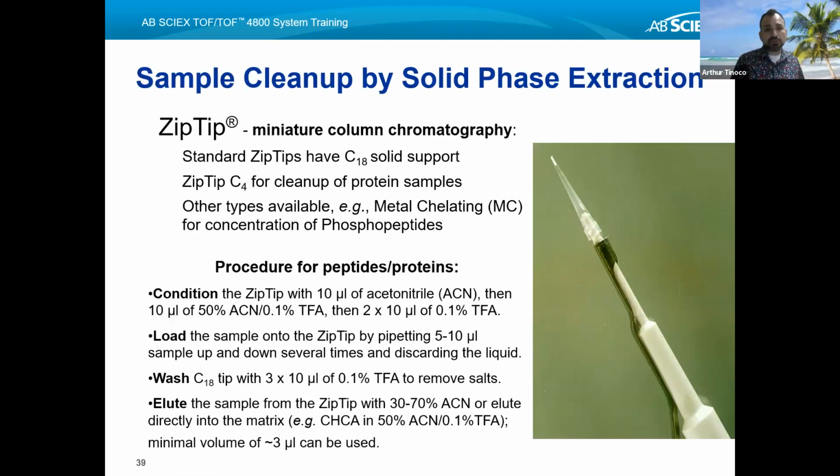And here I'm going to show you a picture of a ZipTip, which looks like an ordinary tip that you would use for pipetting samples from 0.5 to 10 microliters, but the column is right at the tip. Basically it binds hydrophobic things very well. Hydrophilic things do not bind to this. So there's a way that you can clean up, let's say, peptides that would bind to this column, and you can elute them with acetonitrile.